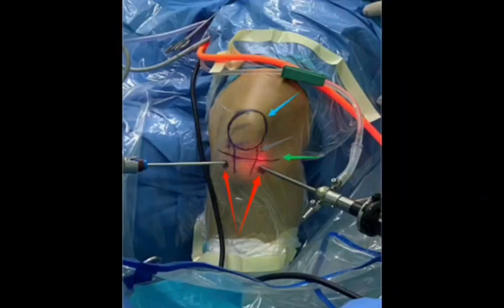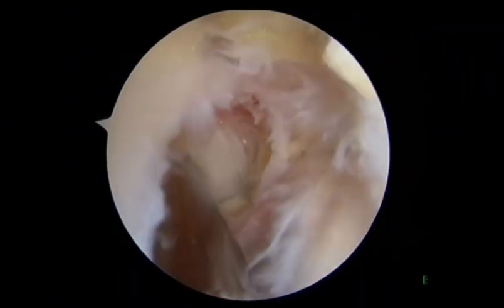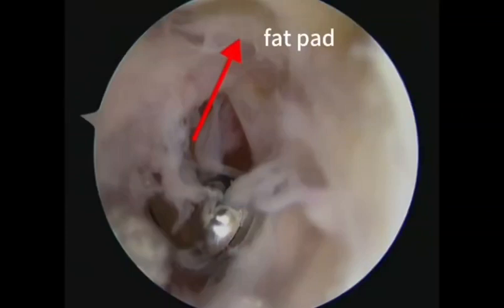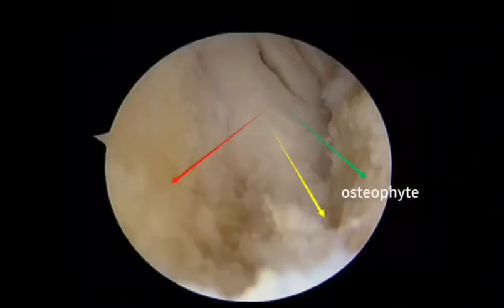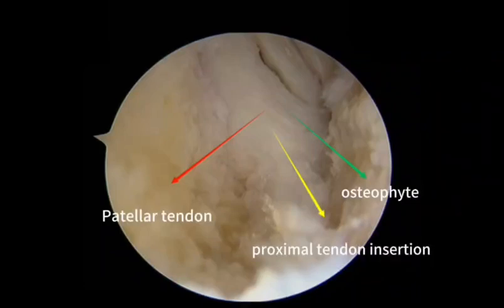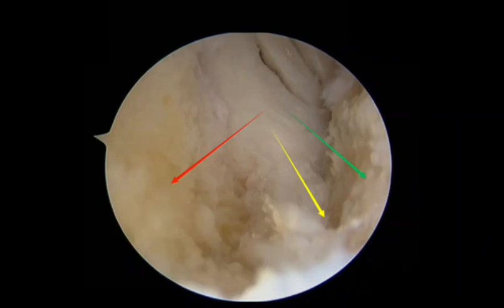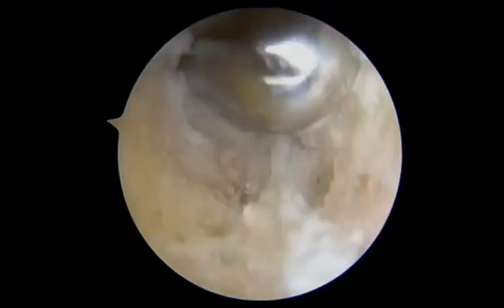The second step is to explore the surgical field. Arthroscope enters through the lateral portal to the tibial tubercle, while the electric shaver enters through the medial portal to the tibial tubercle. Arthroscopic exploration reveals the tibial tubercle osteophyte, the posterior side of the patellar tendon, and the proximal patellar tendon insertion. This enclosed area is referred to as the bursa.